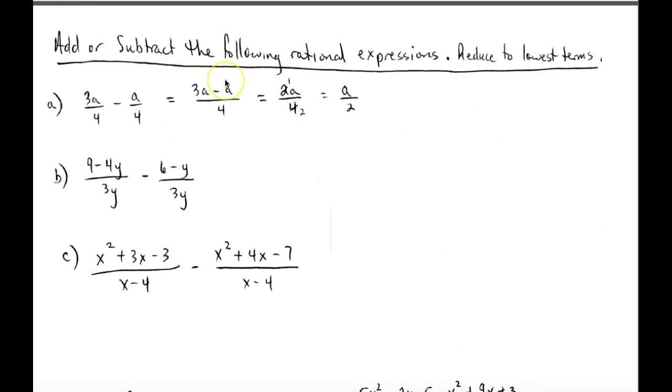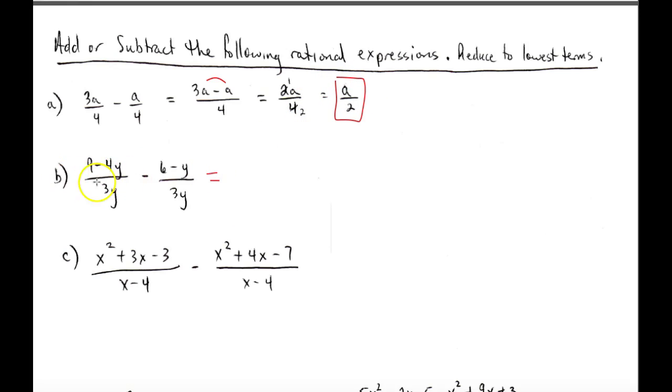Alright, so to start off with, for our first example here, since we have like denominators and we're doing subtraction, all we need to do is subtract the numerators. We see that 3a minus a is just 2a, and then from there we just reduce 2 over 4 to 1/2, and thus our answer ends up just being a divided by 2.